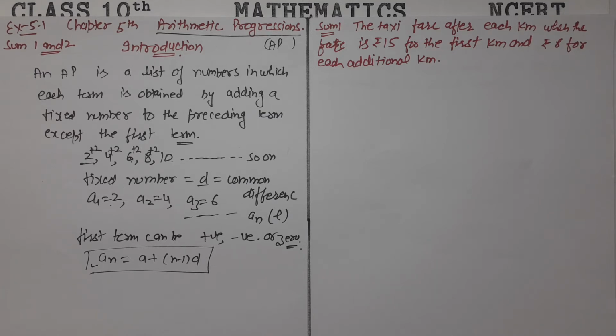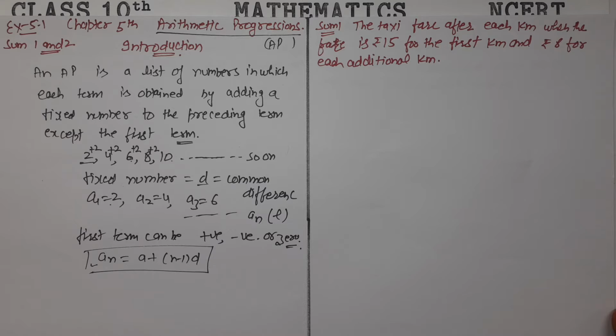Now, here are some situations in exercise 5.1, sum number 1, in which we have to find out: does this situation make an arithmetic progression? If D is the same, if the common difference is the same, then the situation forms an AP, otherwise not.